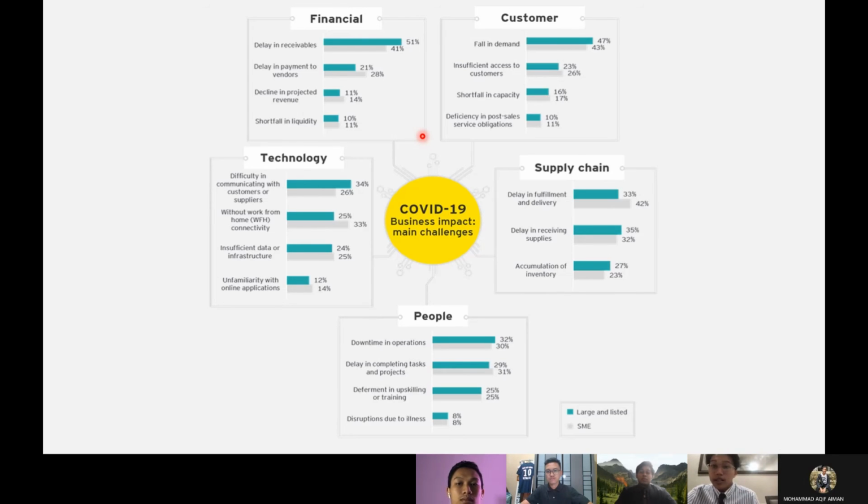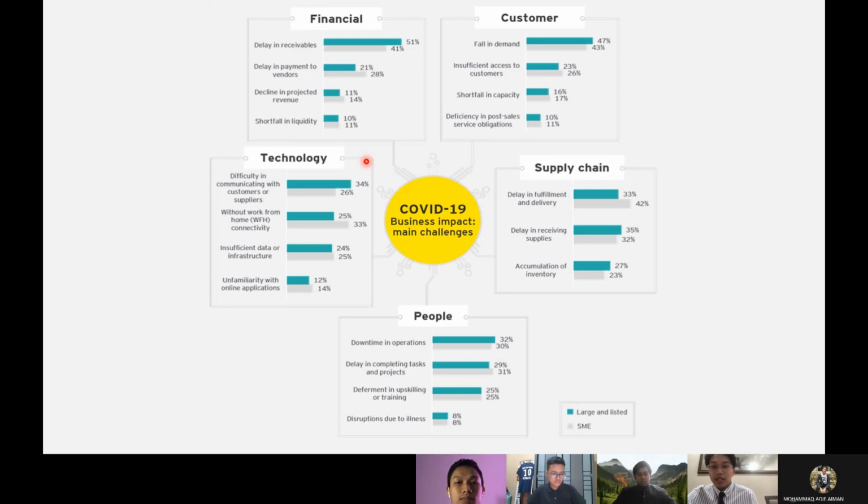The second is customer. Top challenge across large companies and SMEs, small to medium enterprise companies, is that nearly half of the respondents cite a fall in demand as the key challenge. Over a quarter, 26% of large companies, cite changes in government policy as the most important assistance required, which includes tax breaks, lower interest rates, and fee waivers. For SMEs, relaxing MCO restrictions is key.